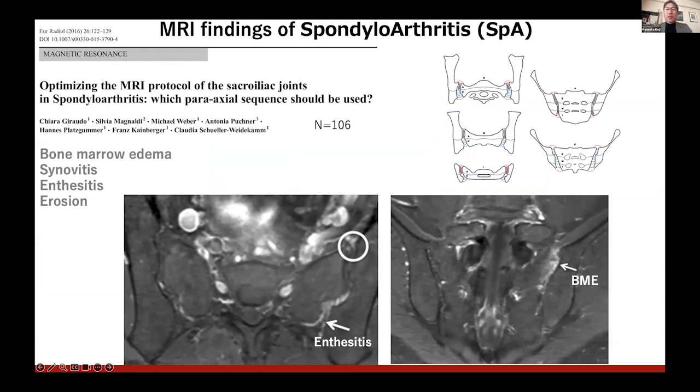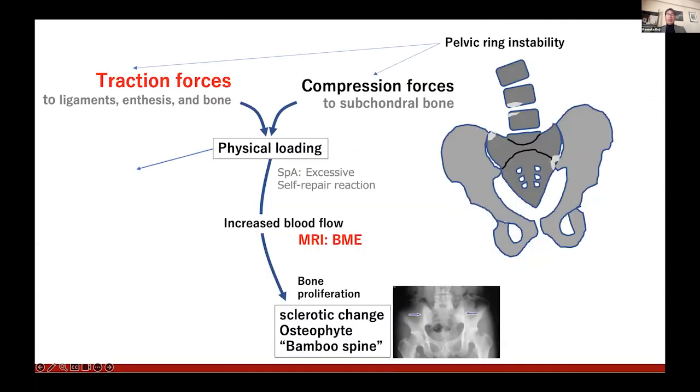An article reporting MRI findings of the sacroiliac joints in patients with spondyloarthritis reported that the findings of inflammation at bone attachment and bone marrow edema could be seen, and these findings are similar to those in our athletes study. These findings suggest that when the pelvic ring becomes unstable, traction forces are exerted on the pelvic ligaments, and compression forces are exerted on the sacroiliac joint.